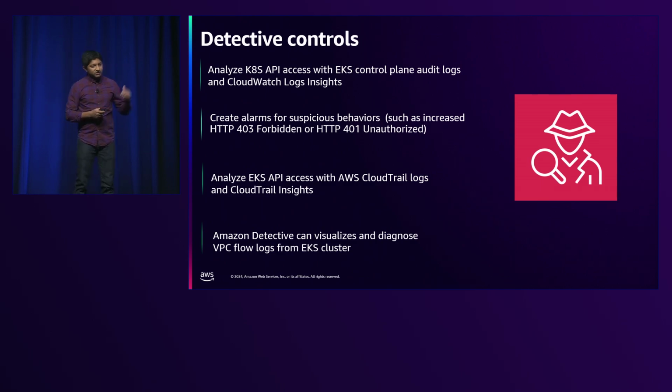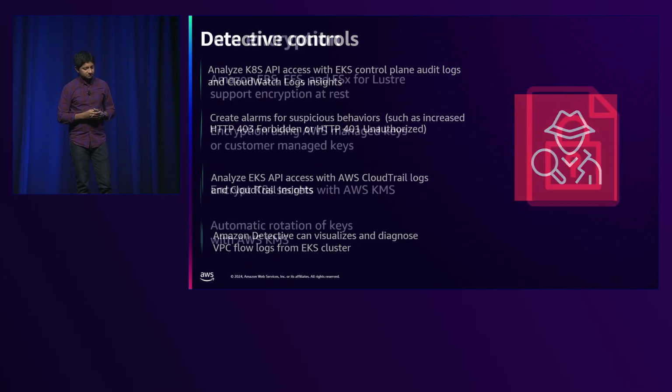All right, so next one is, previously we were looking at the requests that are coming into the API server endpoint of the cluster. This is about looking at the requests that are coming into the EKS API. So here EKS API is the EKS service APIs that you use to create cluster, delete cluster, update cluster, all of those EKS APIs, not Kubernetes APIs. All of those are logged in CloudTrail, and along with CloudTrail logs and CloudTrail Insights, you are able to analyze them. And finally, we have Amazon Detective. So all VPC flow logs, if you want to analyze or visualize them, you can use Amazon Detective, which is integrated with EKS.